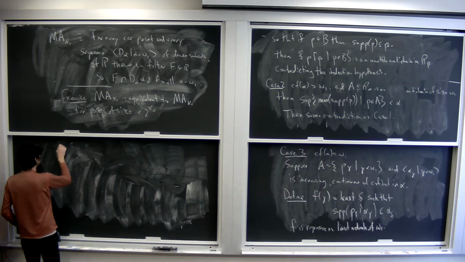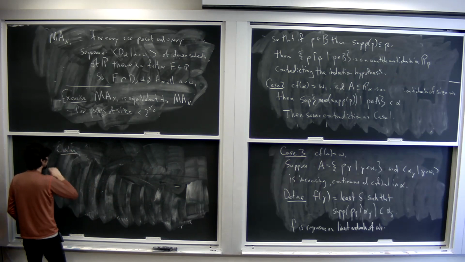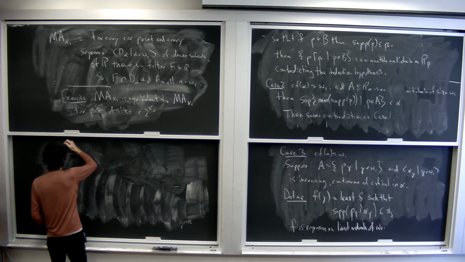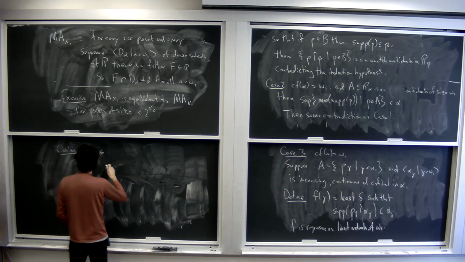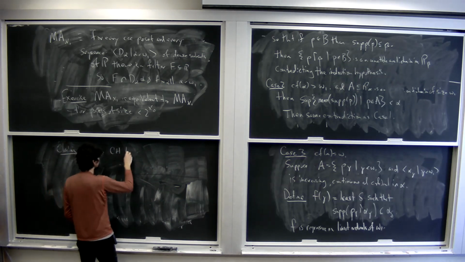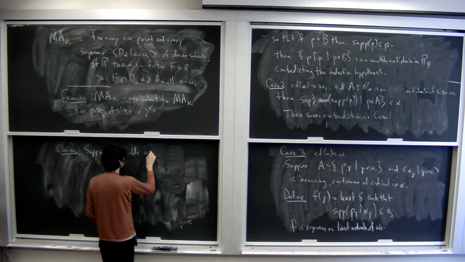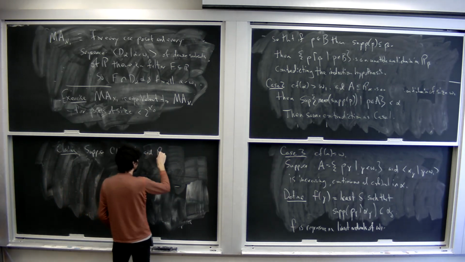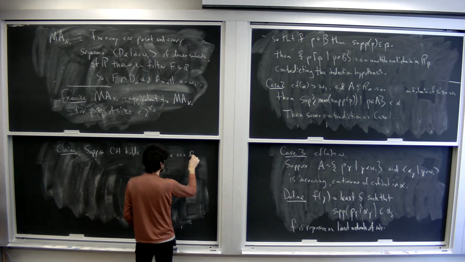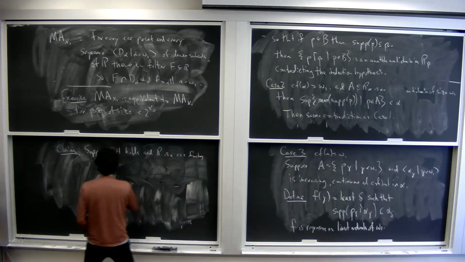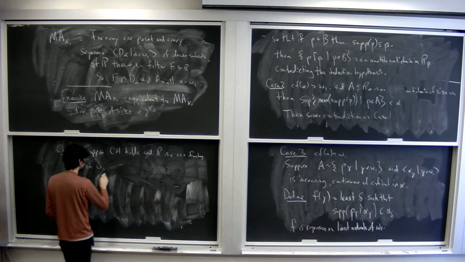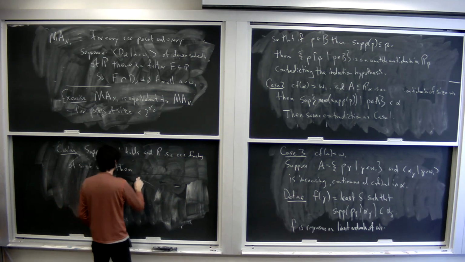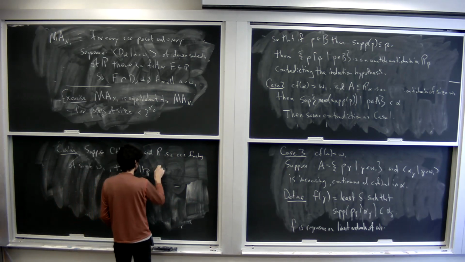Okay, so the claim, I suppose: if CH holds, and P is a CCC forcing of size ℵ1, then actually it's forced by this P that CH holds.